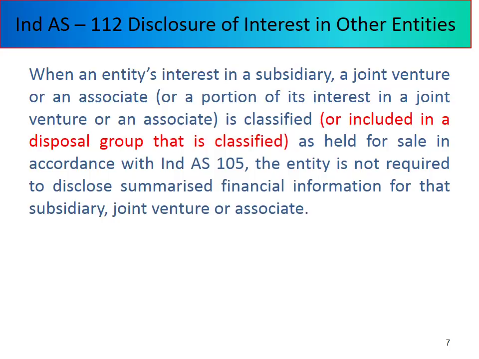Ind AS 112, disclosure of interest in other entities. Here it has been clarified that only the word "under" has been modified in this particular paragraph. Ind AS 112 says that the entity is not required to disclose summarized financial information for a subsidiary, joint venture or associate if it is classified as held for sale.